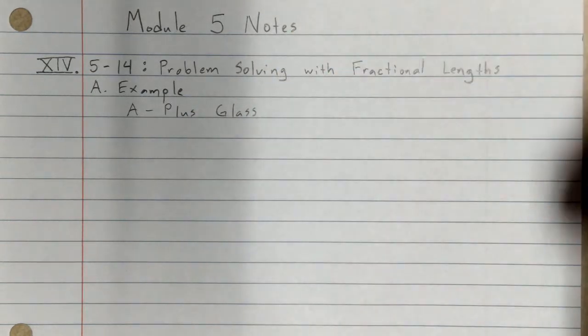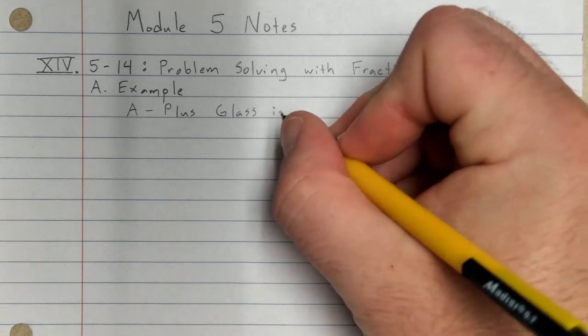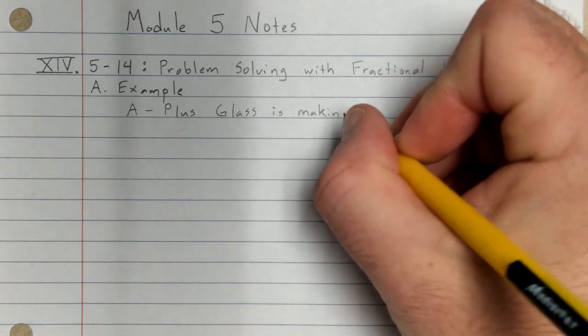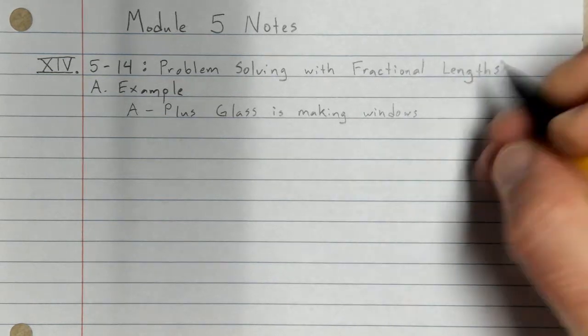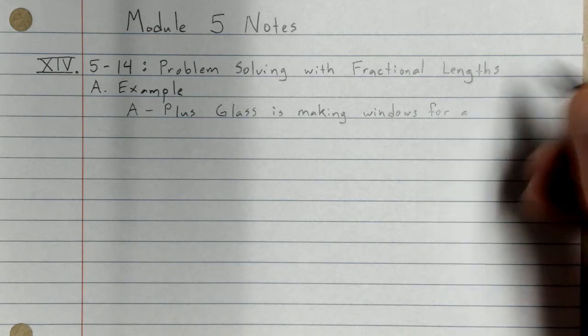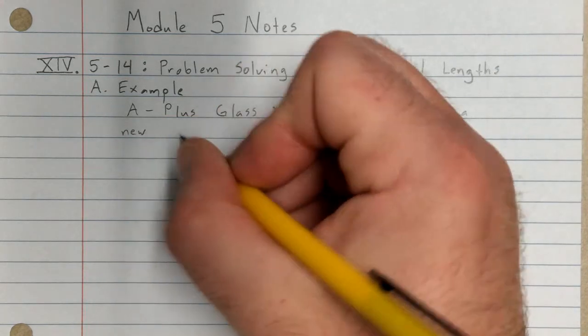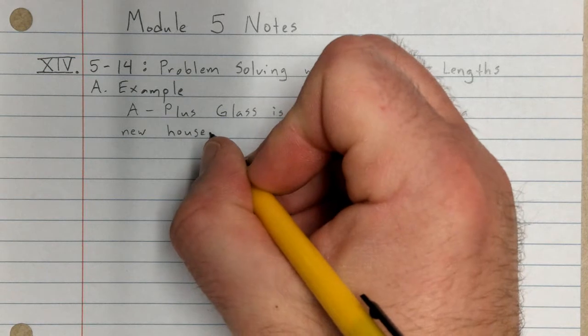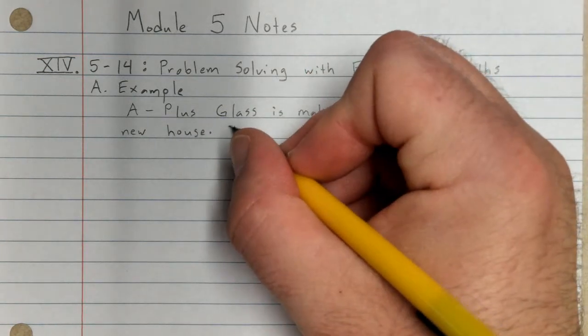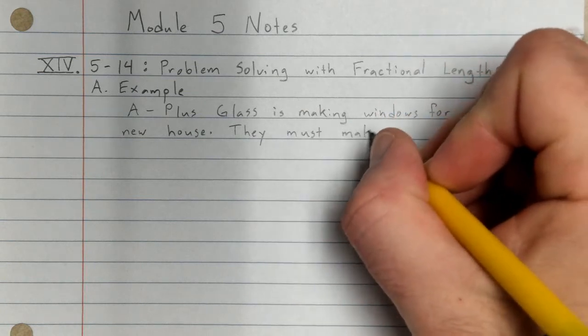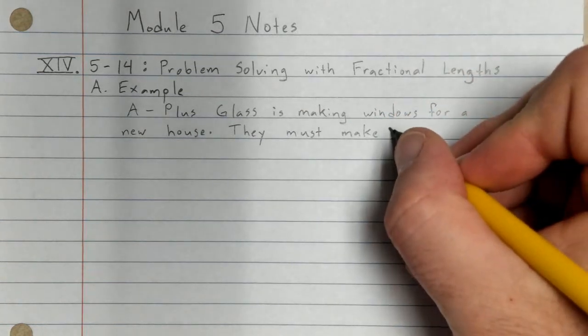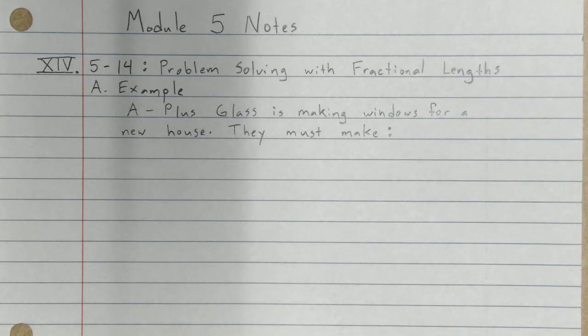So we have A plus glass. We have a glass company. A plus glass is making windows for a new house. They must make the following, basically. Okay, A plus glass is making windows for a new house. This is what they have to make.